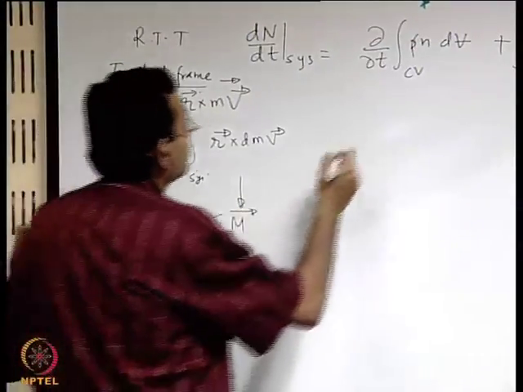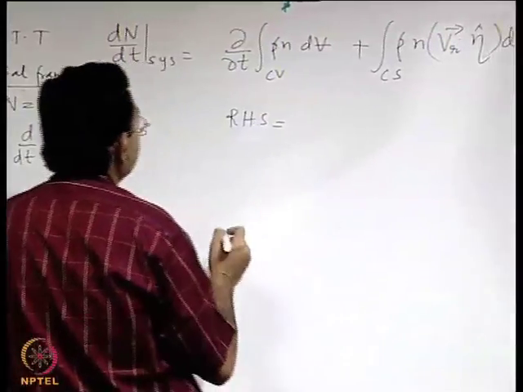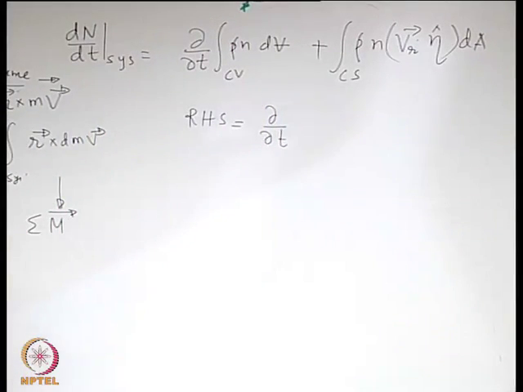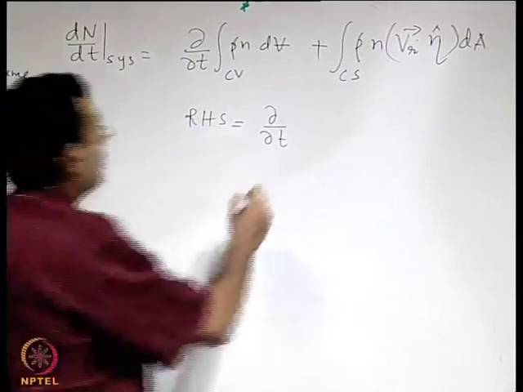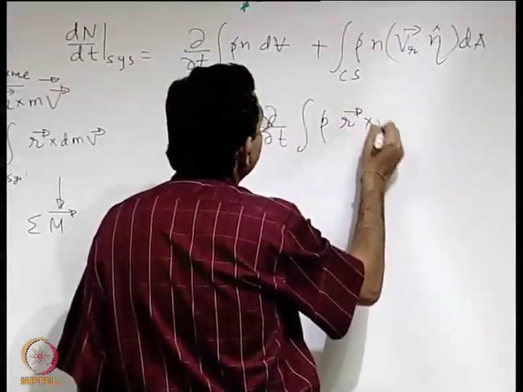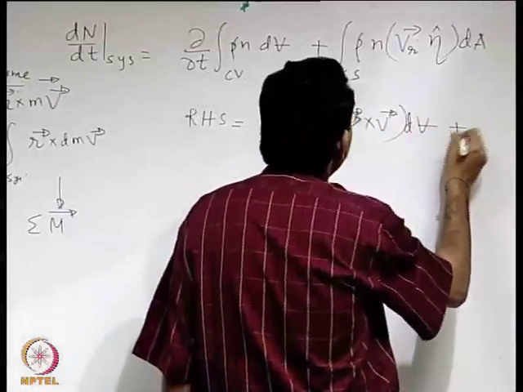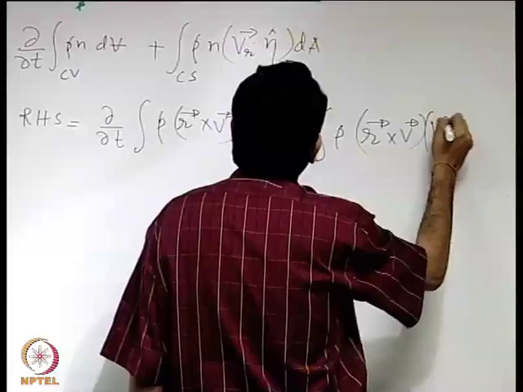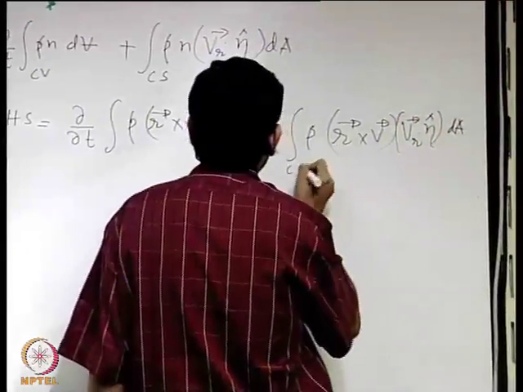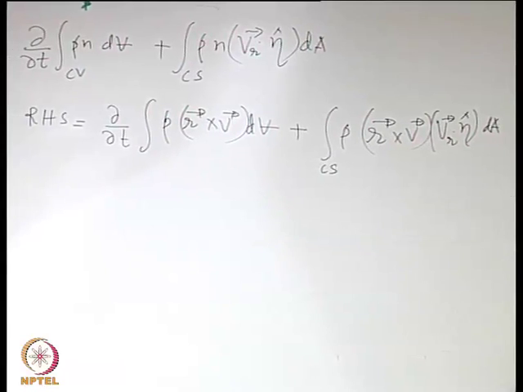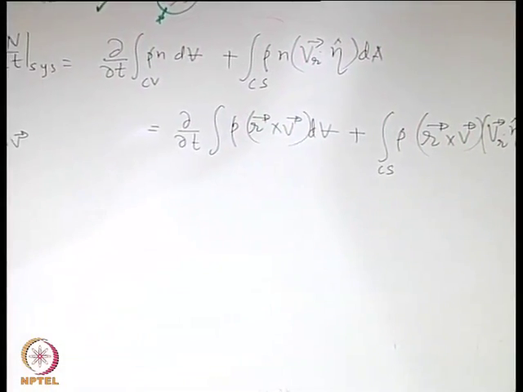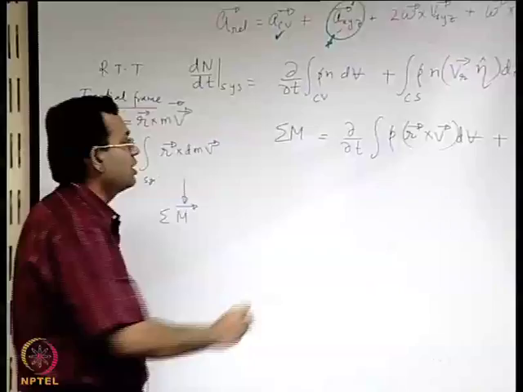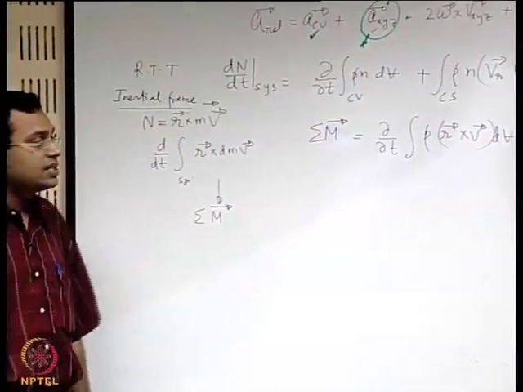The right hand side: small n, what should you replace it with? r cross V. So, you have integral of rho r cross V dV plus integral of rho r cross V, V relative dot eta dA. And since the left hand side is equal to the right hand side, this is the resultant moment of all external forces. Remember, this is all external forces, action reaction does not come here. So, the resultant moment of all external forces which is there.